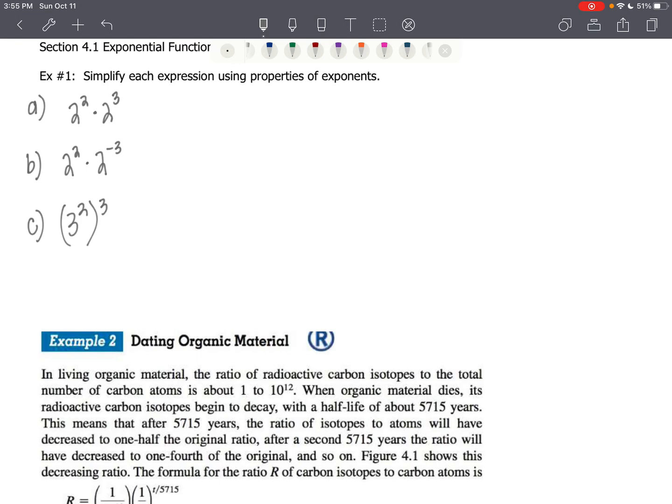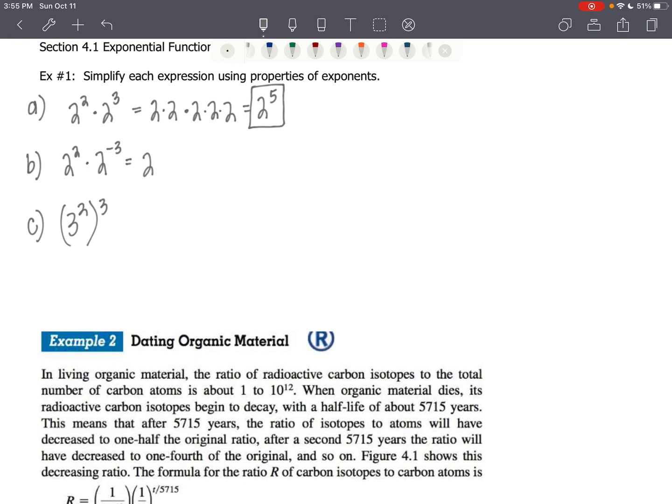If I have 2 squared times 2 cubed, that's the same thing as 2 times 2, which is your 2 squared, times 2 cubed, which gives us 2 to the 5th power. Notice how the base stays the same, we add the exponents. So that's one property that you might recall.